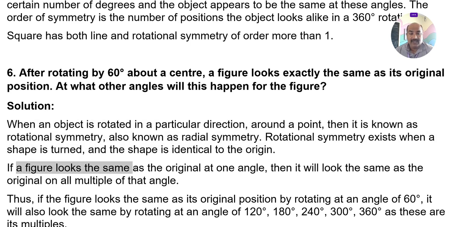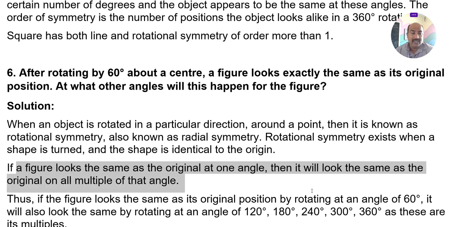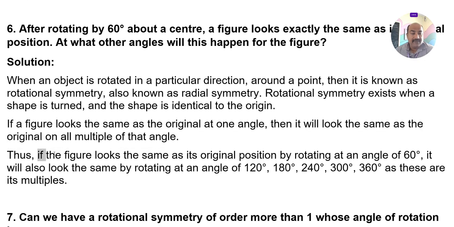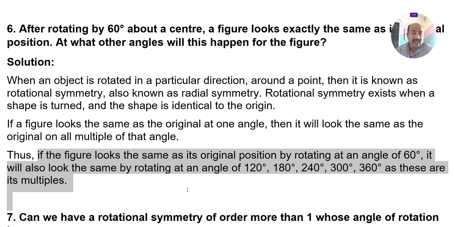If a figure looks the same as the original at one angle, then it will look the same as the original at all multiples of that angle. Thus, if the figure looks the same as its original position by rotating through an angle of 60 degrees, it will also look the same by rotation at an angle of 120, 180, 240, 300, 360, as these are its multiples.